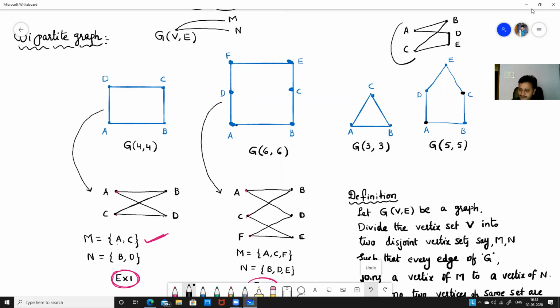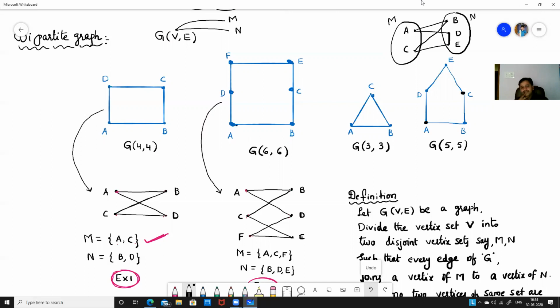Consider this is a vertex set M and this is a vertex set with the name N. We cannot allow two vertices of the same set to be connected. Therefore, it is not a bipartite graph. Clear? What did you notice from this? We cannot convert every graph into a bipartite graph. We can convert only certain graphs into a bipartite graph.